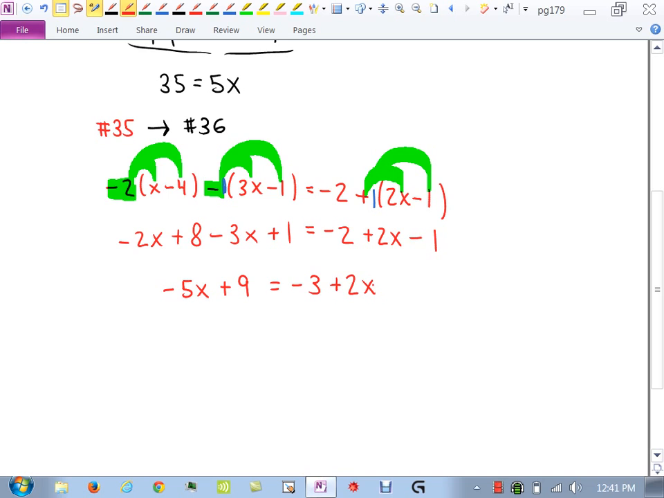So collect all your x's on one side, and you get to choose. So I've been told here I should do minus 2x on both sides. You could have added 5x, right? Neither way is wrong. You get to choose. The 2x's on the right will cancel. On the left side, I have how many x's? Negative 7x, right? Plus 9 equals negative 3.